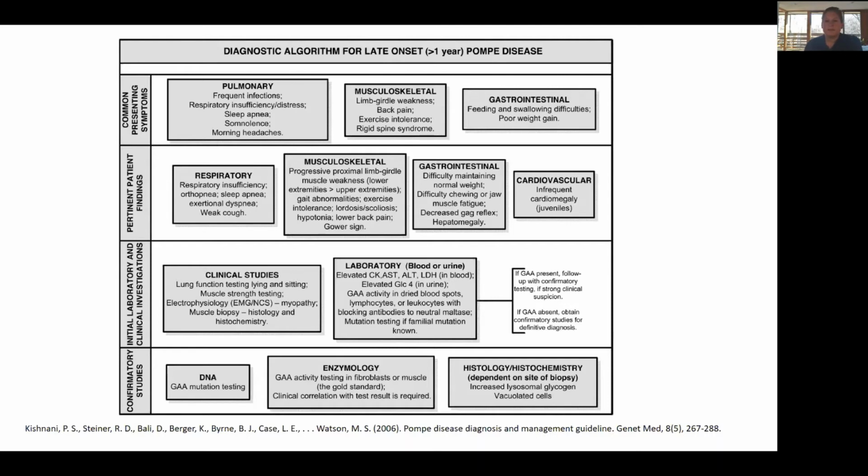Now, as I mentioned, this is a chart from the 2006 guidelines, and this applies to clinically diagnosed children and adults. But as I mentioned, there are a number of new algorithms where newborn screening has changed how this happens. There is a reference here, and you can pull that or let me know if you have any questions about it.